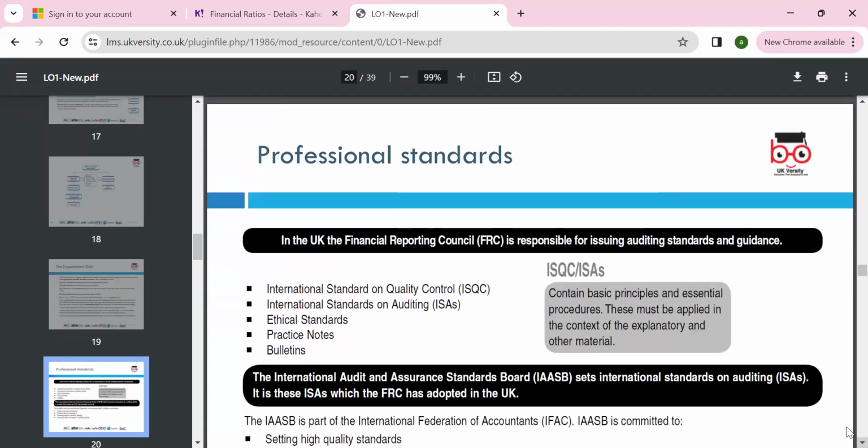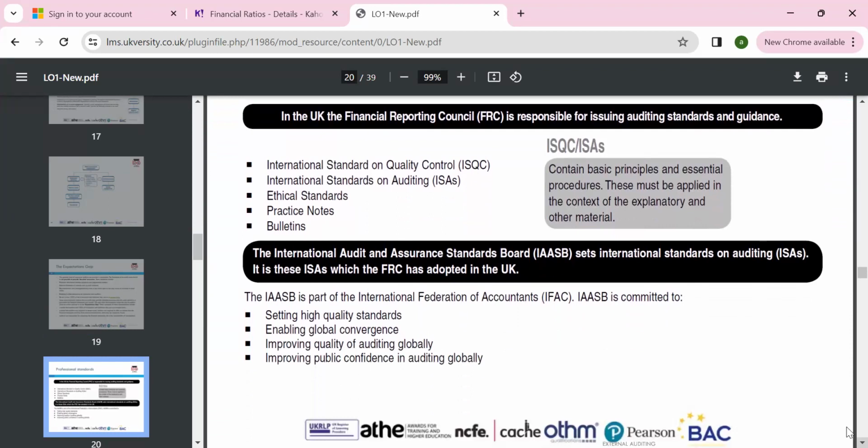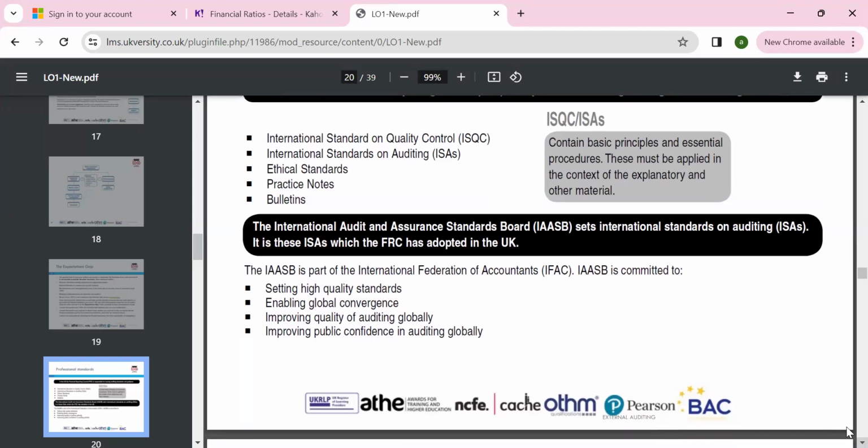Okay, so when we do the standards, we follow the professional standards as well: the financial reporting standards, the accounting standards, ethical standards, practice notes, and the International Auditing and Assurance Standards Board, International Standards on Auditing, adopted in the UK. We can look at both local and international, and you clearly indicate which standard improves the quality of the audit globally, improves the public.